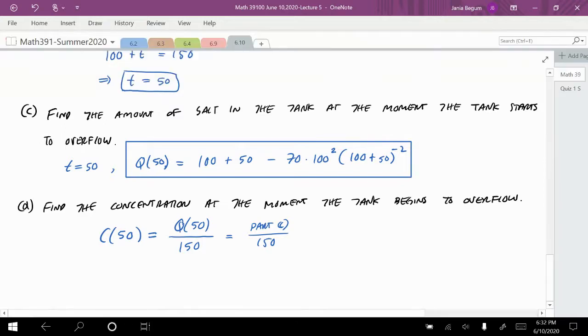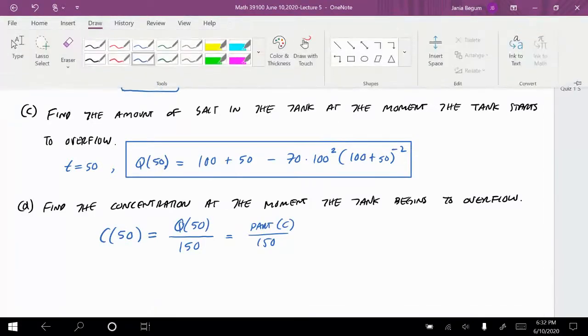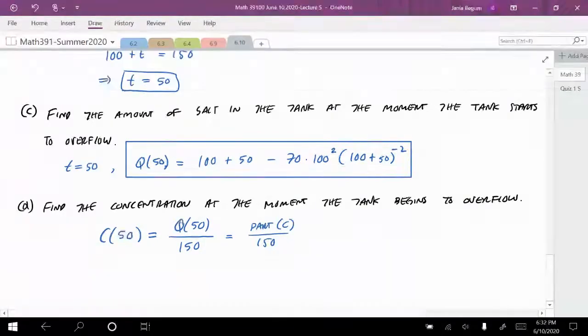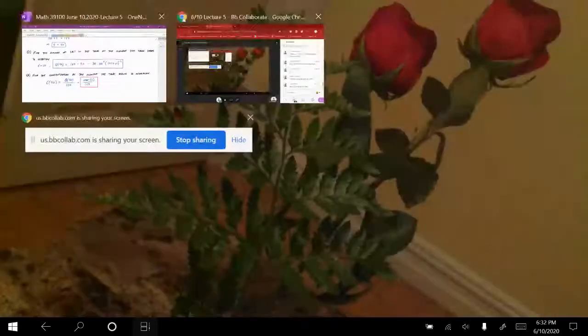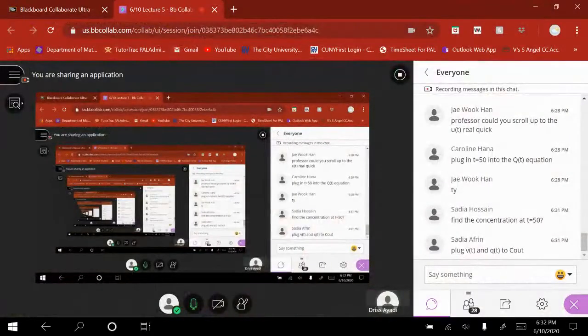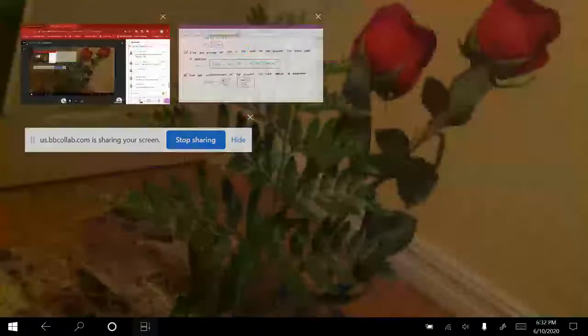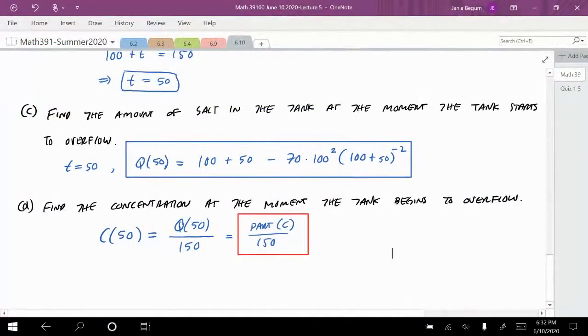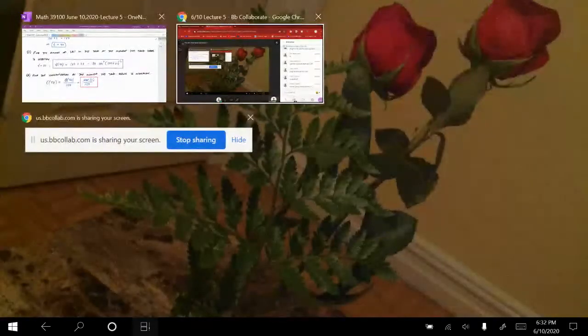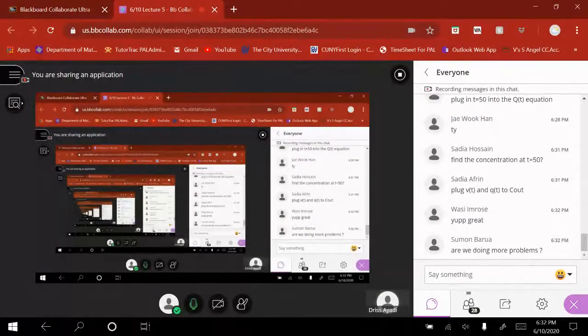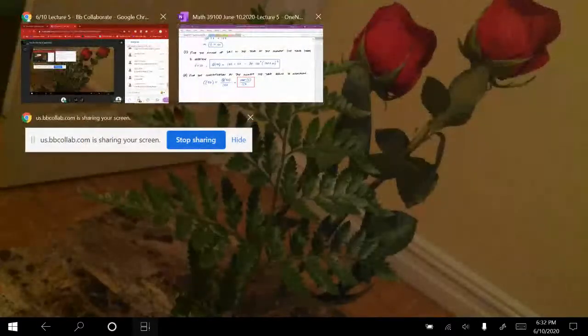So any questions on any of the parts for this question? Okay. How do you guys feel? Are you guys okay? Okay, I'm gonna take that as a yes. All right, you guys are very quiet today. So I'm gonna do another problem.